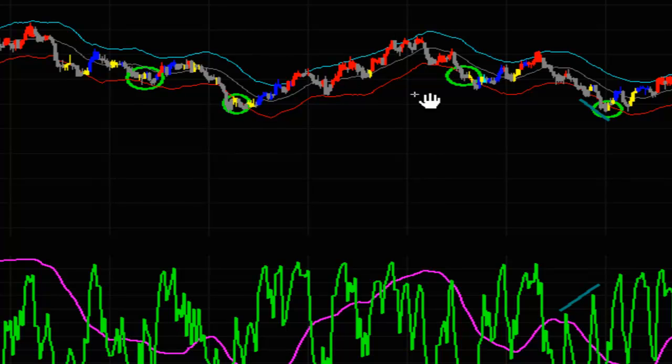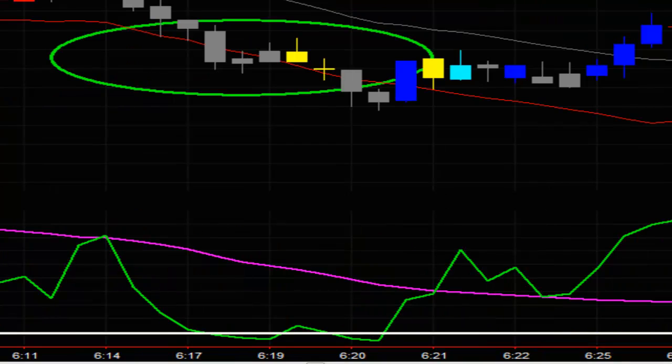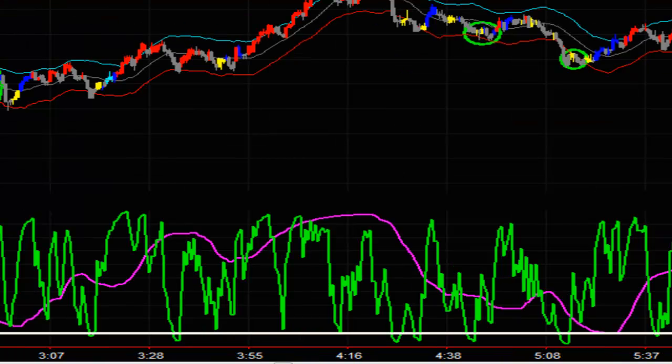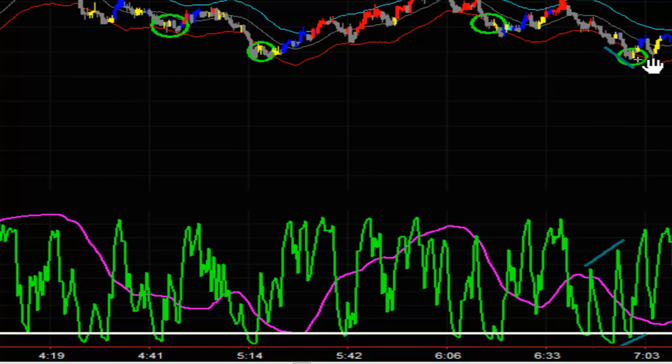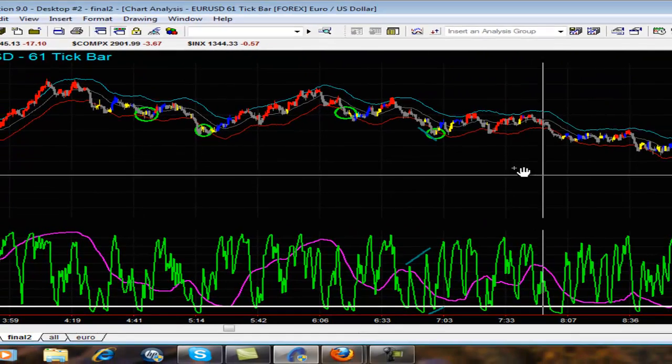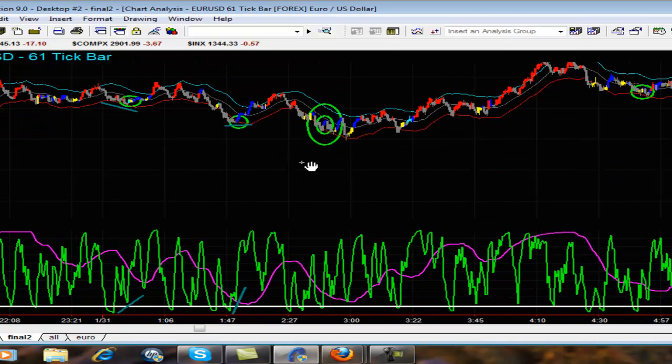One that was good. That was a little early, but I wanted to circle it because it does meet our rules. So I circled that one there. Here's another one. And that's basically the end.